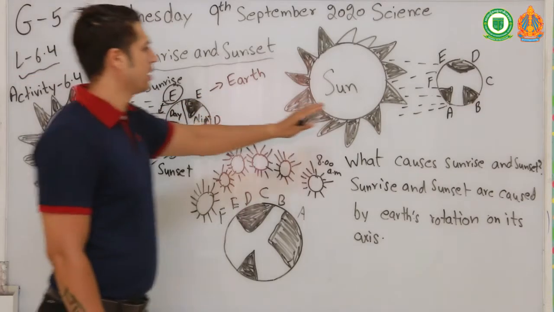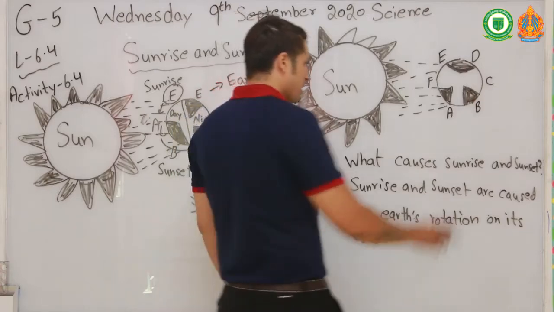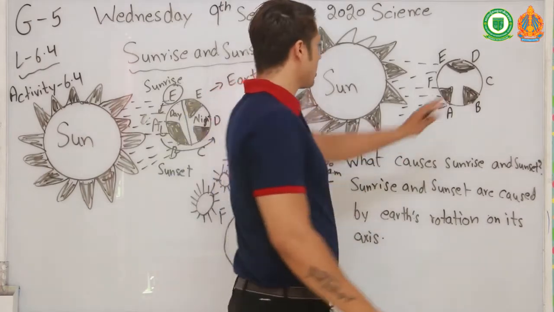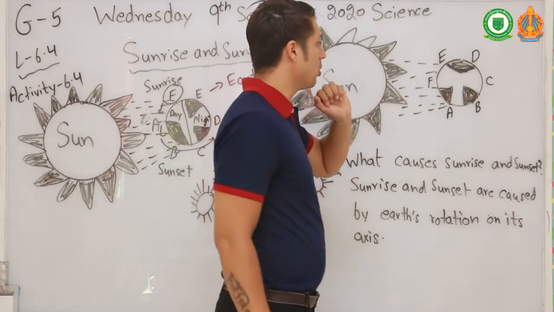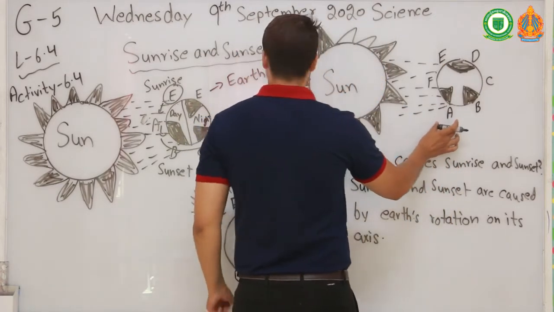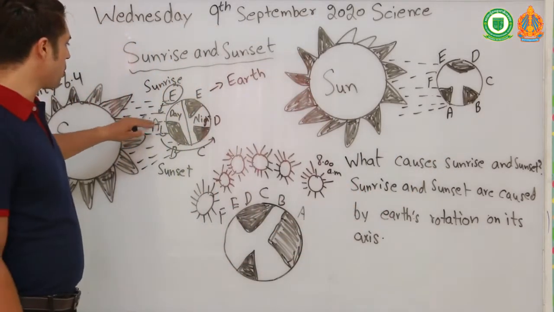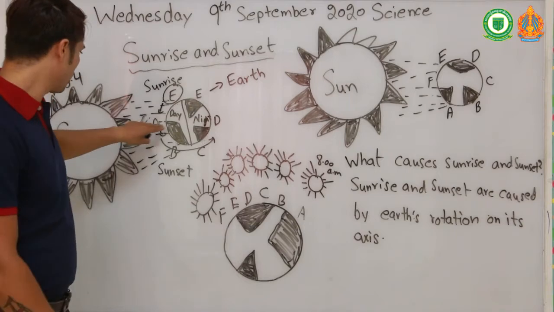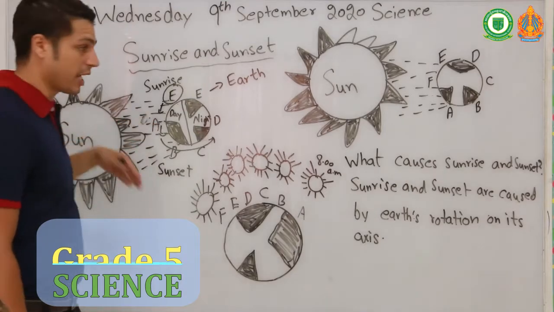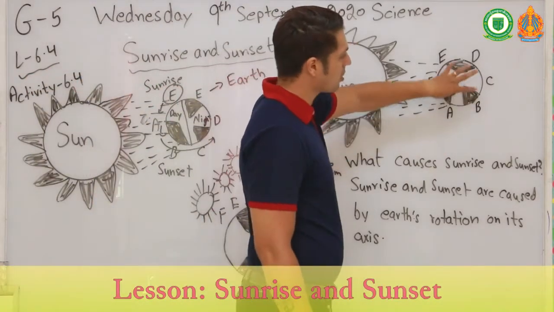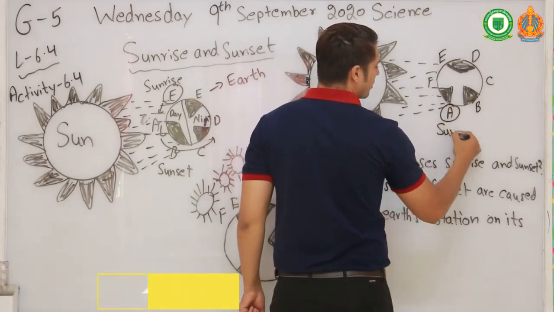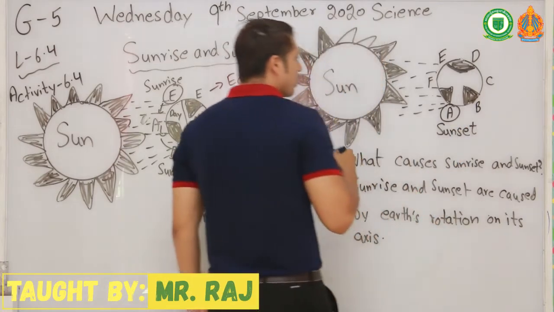Let's have a look at the second picture here. Now I have another picture with the same points: A, B, C, D, E, F. Now the Earth has spun. So in this picture, point A is facing the sun, meaning point A is having midday. Now it's here because the Earth has spun, so they are facing sunset. And F.